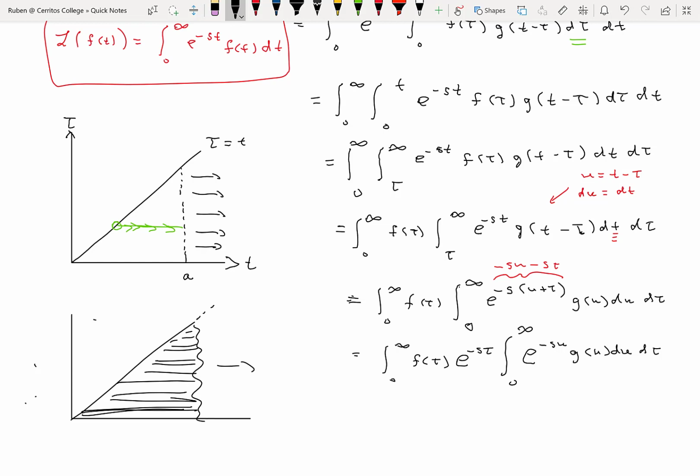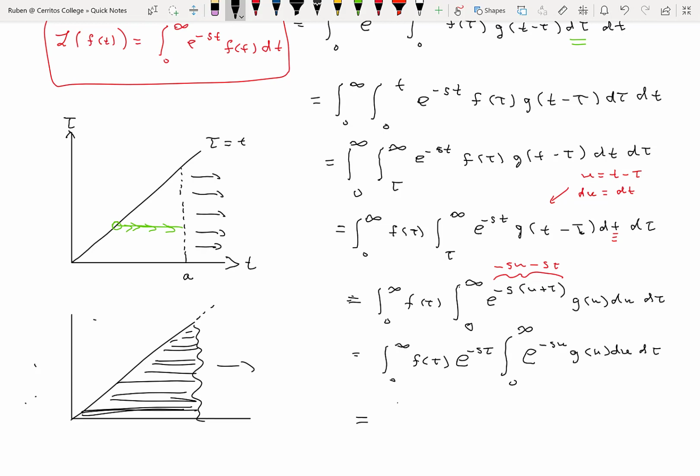How did I get that e to the minus s tau out of there, out of the integral? The integral is with respect to u. E to the minus s tau doesn't have a u in it. It's not a function of u. It's a constant with respect to u. Now that innermost integral, that little inner integral is a Laplace transform. Not only that, the last integral is done with respect to tau. The innermost integral has no tau in it, so it's constant.